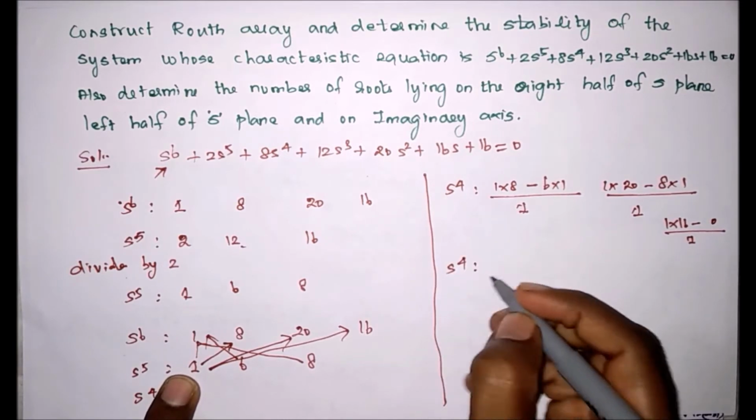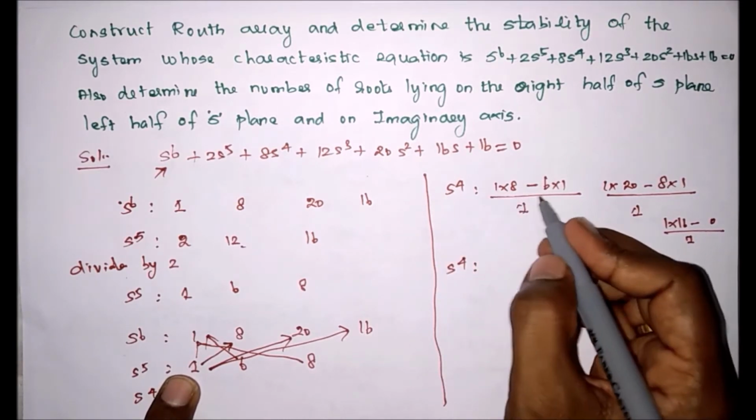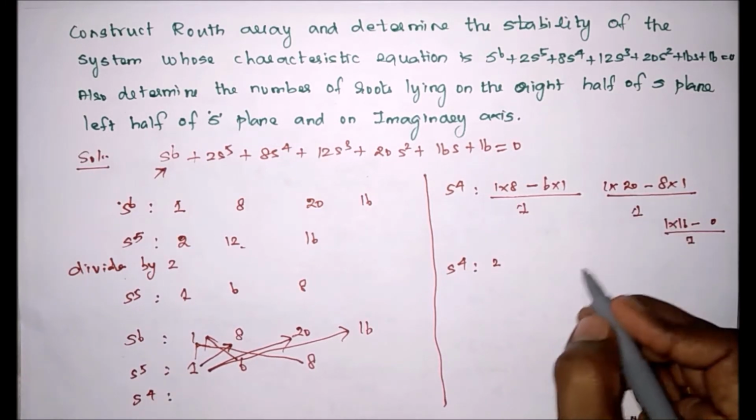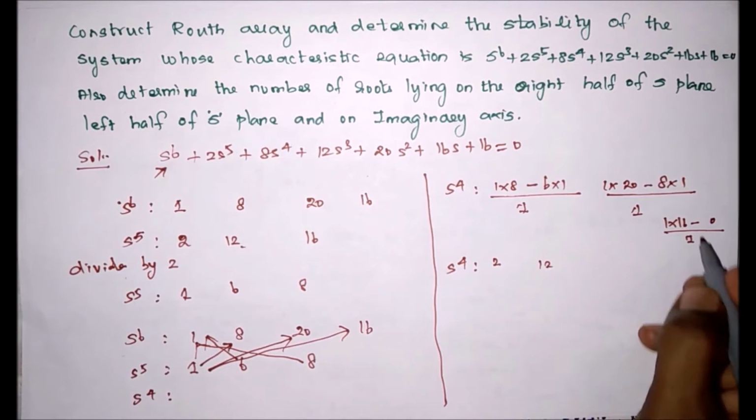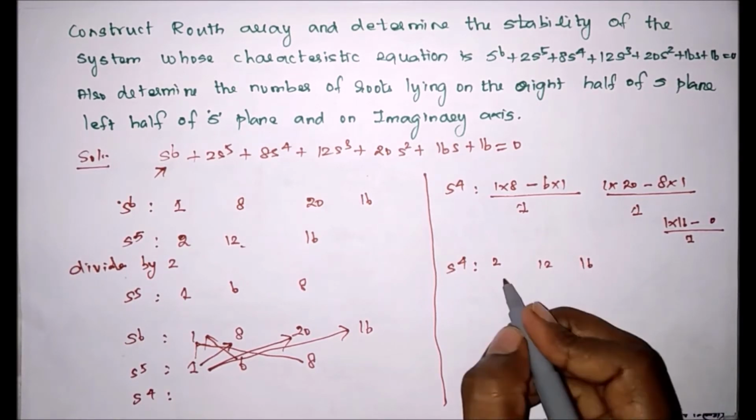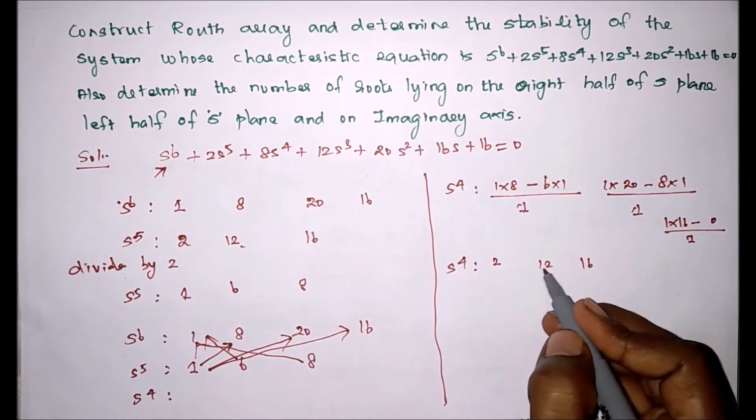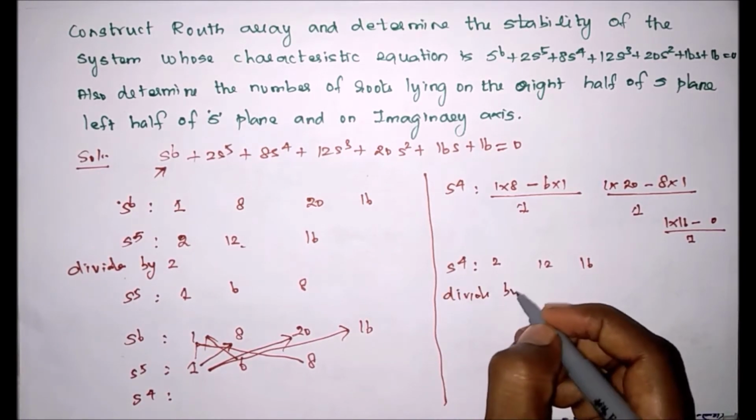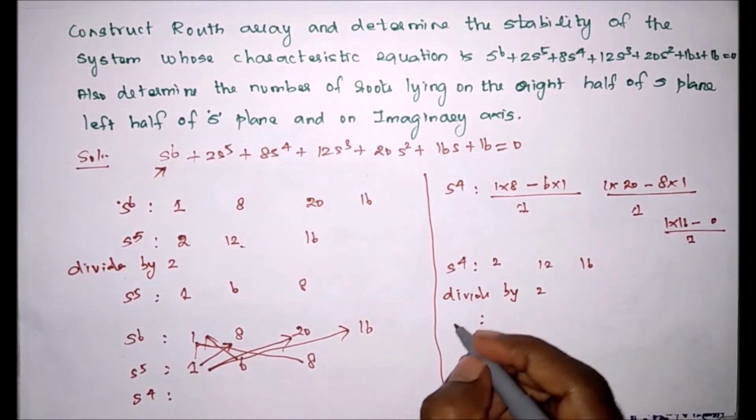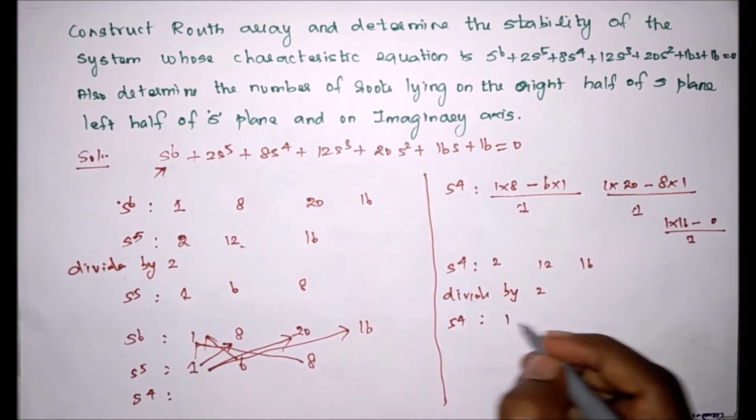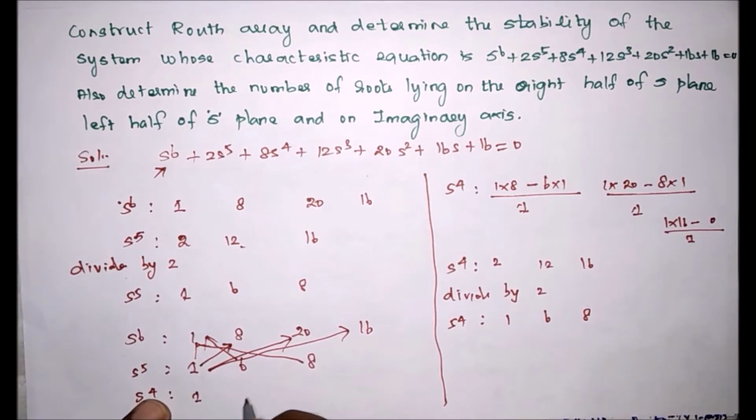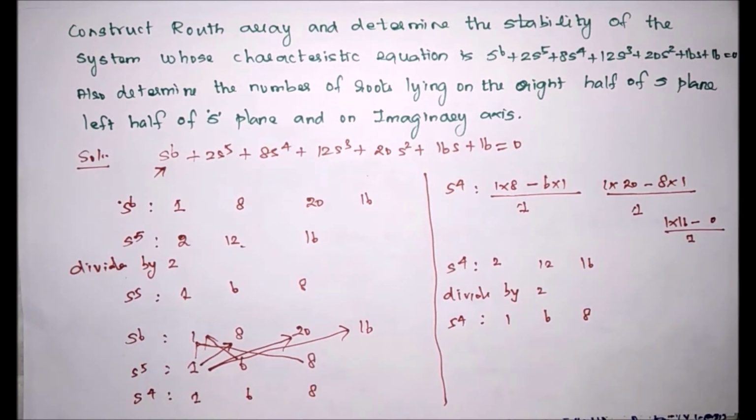So now the s^4 row is 8 minus 6, 2; 20 minus 8, 12 divided by 1, 12; then 16 we get 16. All the terms, 2, 12, 16, can be divided commonly by 2. So the s^4 row becomes 1, 6, 8. Now we can substitute here 1, 6, 8.